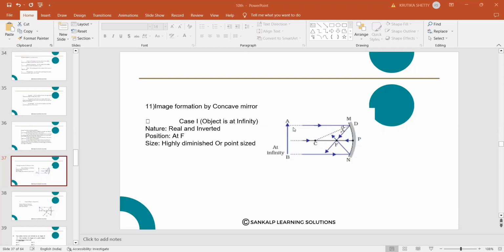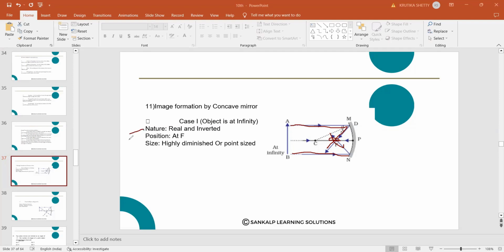Yes, the object is at infinity. So what is the image formed? See, when the object is at infinity, look at which rays we are considering. One ray which is parallel to the principal axis, and one more ray is also parallel to the principal axis. We are taking only these two rays. So according to the previous laws, when the rays are parallel to the principal axis, after reflection, it should pass through the focus. So when it is passing through the focus, here only we will consider the image formation.